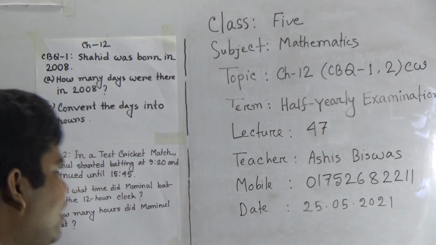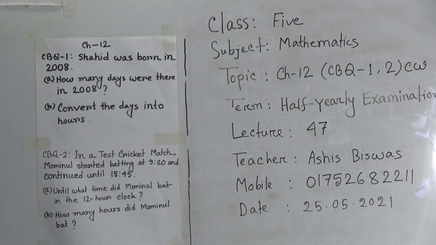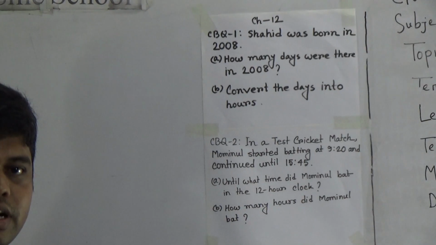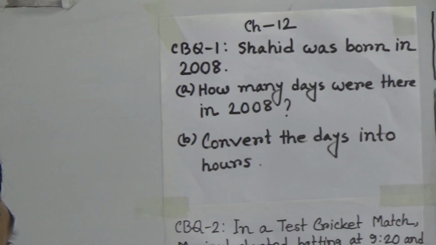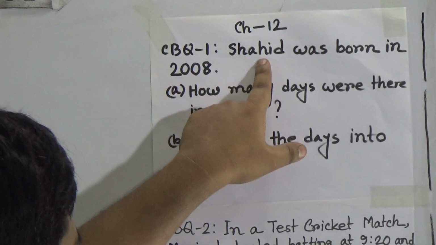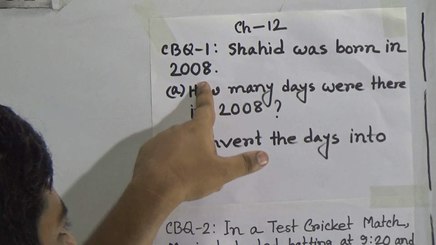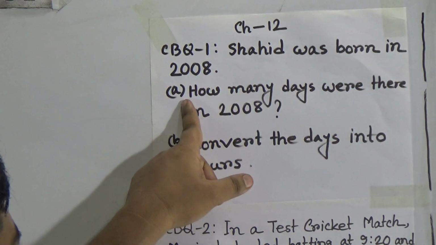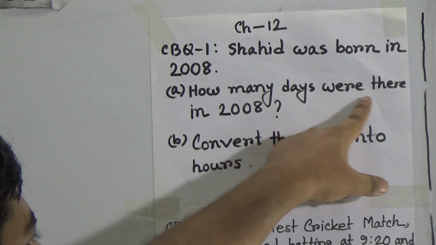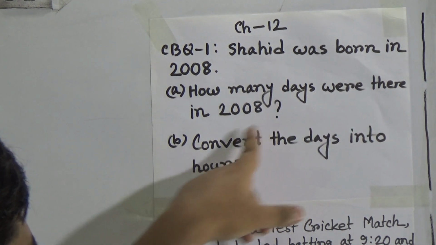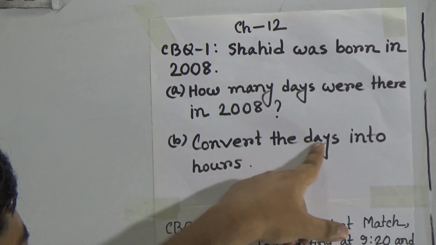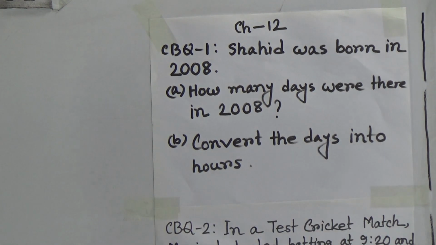Okay, I have already written these two CBQs on the board. Here CBQ number 1, here CBQ number 2. Now I shall start this problem. Okay, CBQ number 1. Shohid was born in 2008. A number question, how many days were there in 2008? B number question, convert the days into hours.